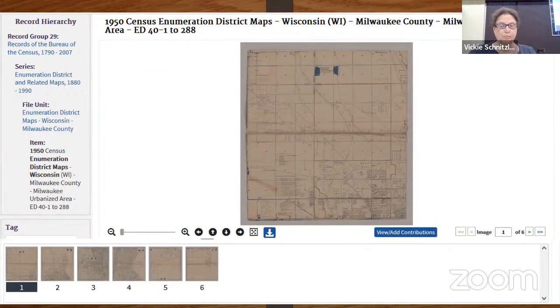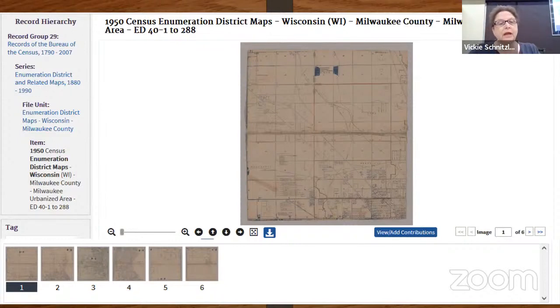It's pretty vague at this point. And you can see that there are going to be a total of 288 different enumeration districts for just the city of Milwaukee. Now, if you have nothing else to do, and you want to go scrolling through all 288, you can do that. I myself don't have that kind of time.